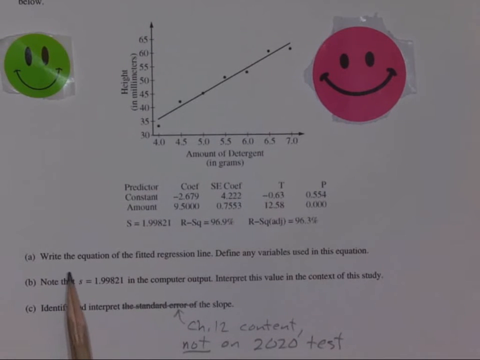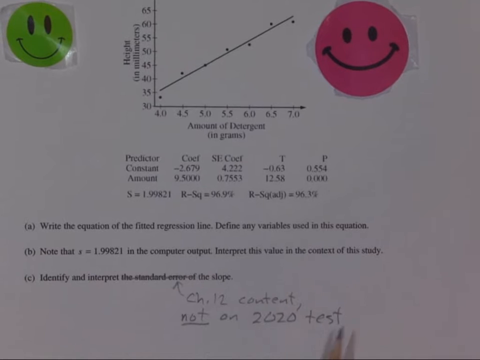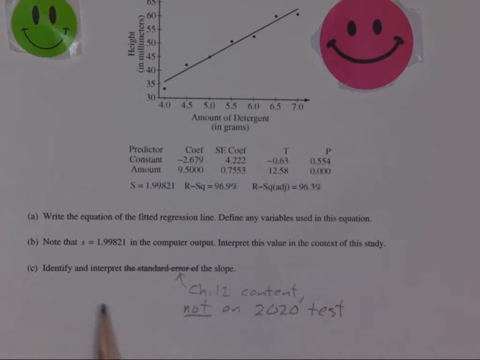Part A, write the equation of the fitted regression line, define any variables used in this equation. Part B says, note that S is equal to 1.99821 in the computer output. Interpret this value in the context of the problem. And then part C is actually a problem that would be in chapter 12, which we didn't do, and the College Board has said is not going to be a part of the 2020 exam. It said, identify, interpret the standard error of the slope. So we don't know about that.